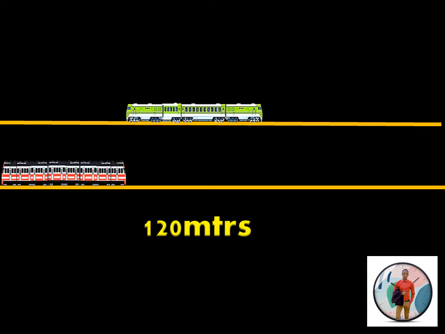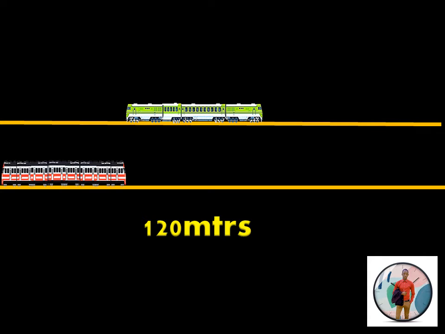So for the red train to overtake the green train completely, the red train has to cover the distance from this part here to this part here, where it will have covered the same distance as the train, and then it has to completely overtake the train and reach somewhere there. So let's take a look.